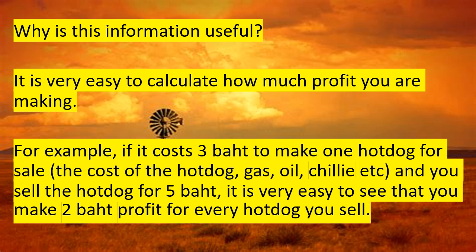Why is this information useful? It's very easy to calculate how much profit you're making. For example, if it costs 3 baht to make one hot dog for sale, the cost of the hot dog, the gas, the oil, the chili, and so on, and you sell the hot dog for 5 baht, it's very easy to see that you make 2 baht profit for every hot dog you sell.